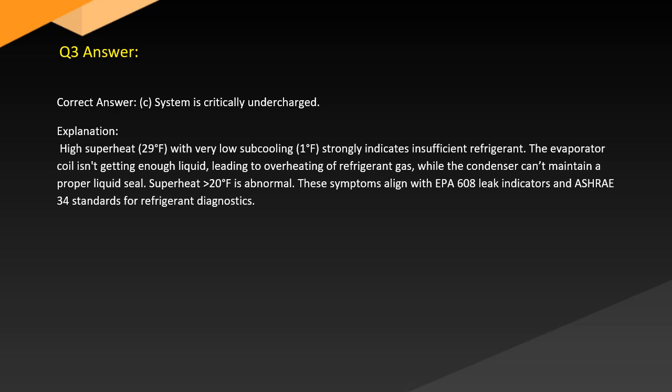Answer. Correct answer, C. System is critically undercharged. Explanation. High superheat, 29°F, with very low subcooling, 1°F, strongly indicates insufficient refrigerant. The evaporator coil isn't getting enough liquid, leading to overheating of the refrigerant gas, while the condenser can't maintain a proper liquid seal. Superheat of 29°F is abnormal. These symptoms align with EPA 608 leak indicators and ASHRAE 34 standards for refrigerant diagnostics.